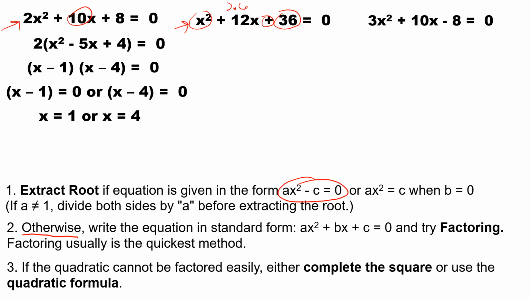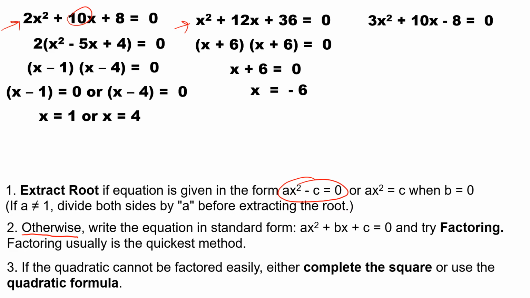So that means we can then factor this perfect trinomial square. Should be able to factor it very, very easily. Set each factor to 0 and then solve for x.